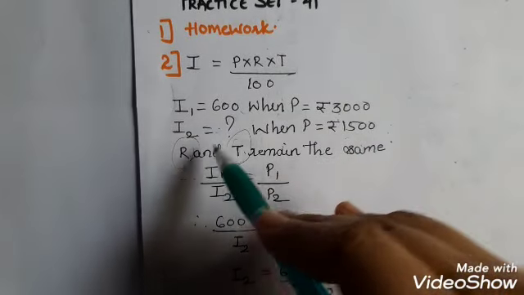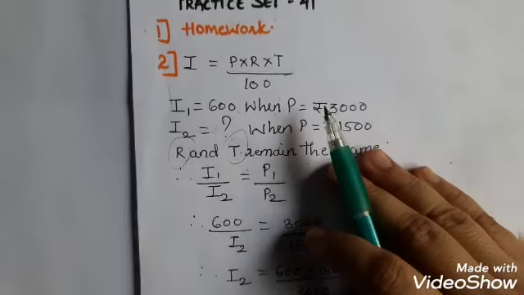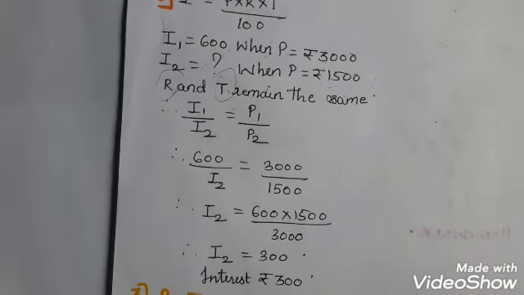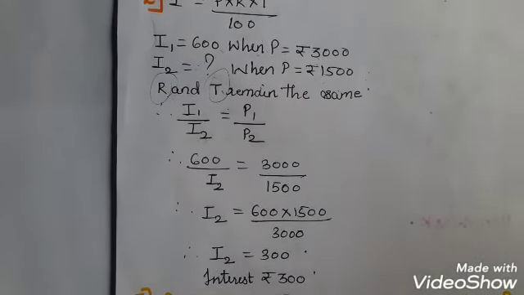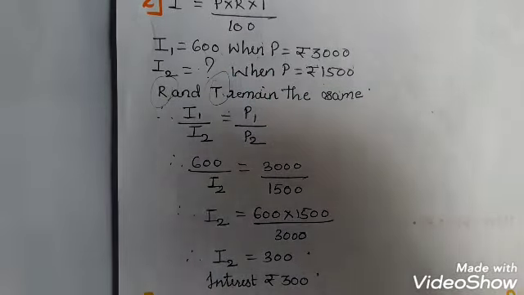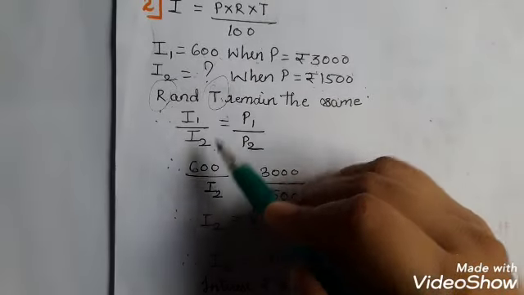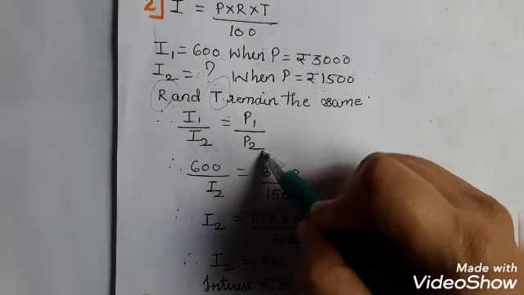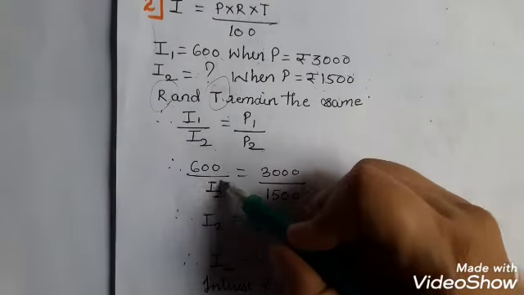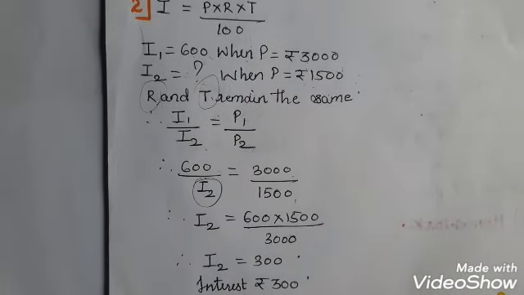But here we do not need to know what R and T are. We only need to know the interest. So we have to find only interest. So we will not pay attention to R and T because that is not required. Okay, we only have to find the interest on the second amount where the 2 principals are given and 1 interest is given, and the second interest we have to find out. So I write I1 upon I2 is equals to P1 upon P2. Okay. So now what is I1? 600, and what is I2? We don't know, which is equals to 3000 upon 1500.